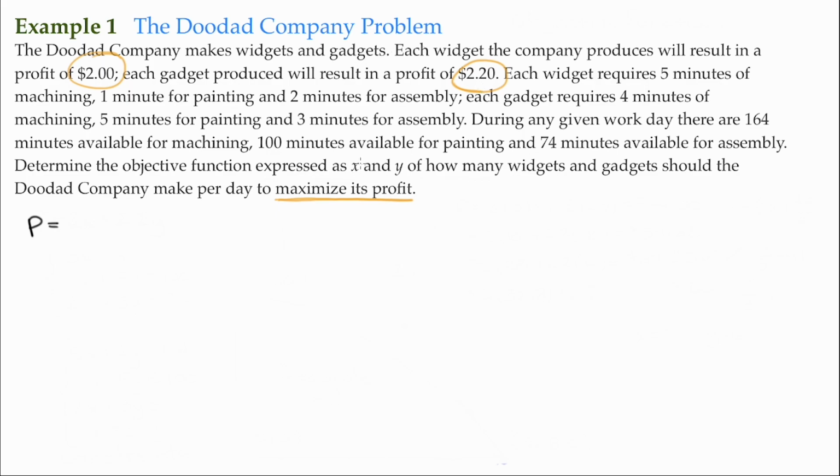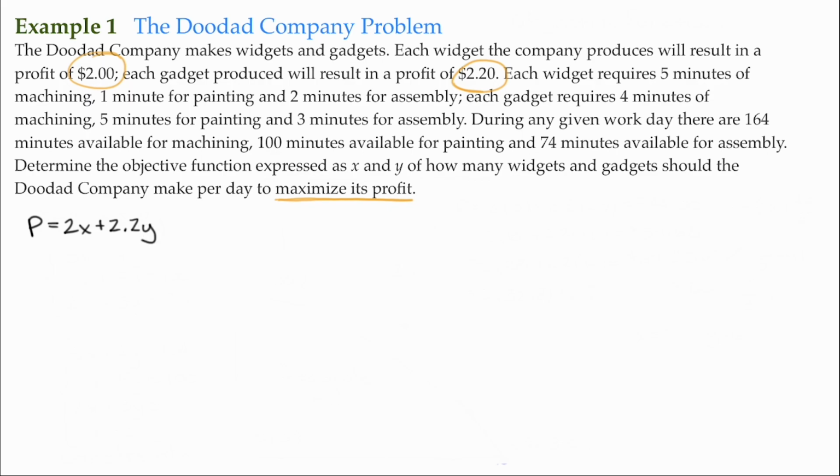So if we let X represent the widgets, then if we do 2X, then for every widget that's made, the company's going to profit $2. And if we let Y be the gadgets, then for every gadget that's made, the company's going to make $2.20. We could just do 2.2Y.